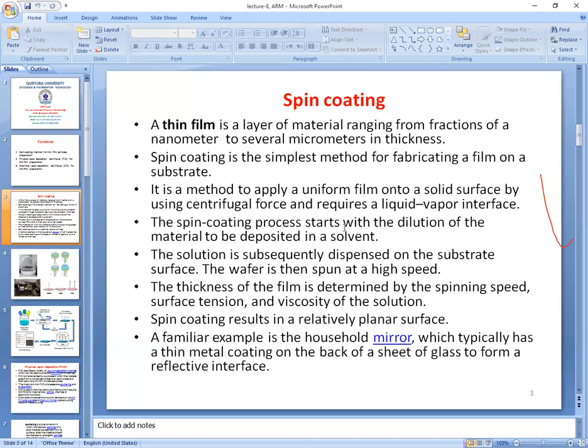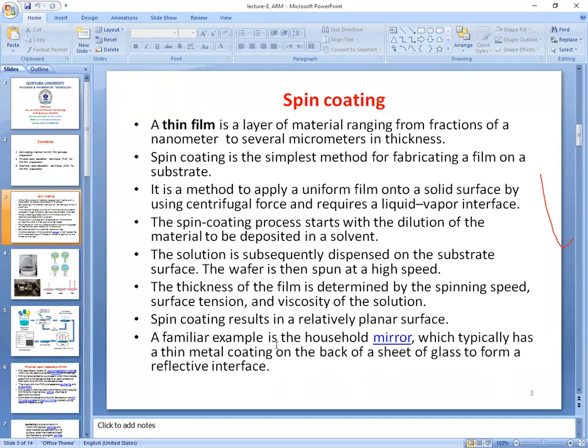The spin coating process starts with the dilution of a material to be deposited in a solvent. The solution is subsequently dispersed on the substrate surface. The wafer is then spun at a high speed. What is a wafer? A wafer is basically the substrate. The thickness of the film is determined by the spinning speed and the time of spinning, surface tension and viscosity of the solution. Spin coating results in a relatively planar surface.